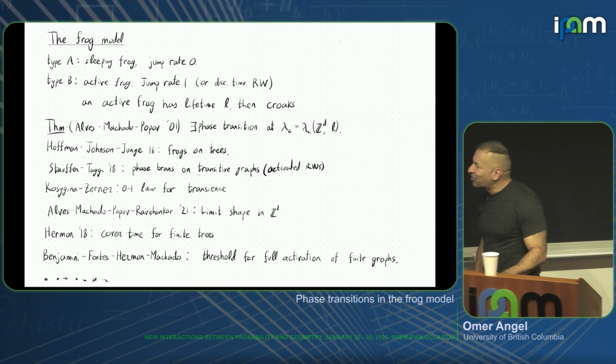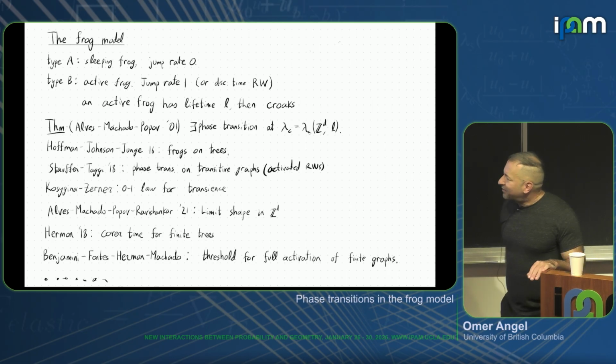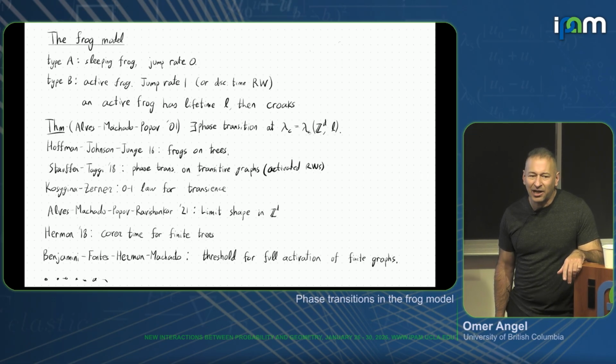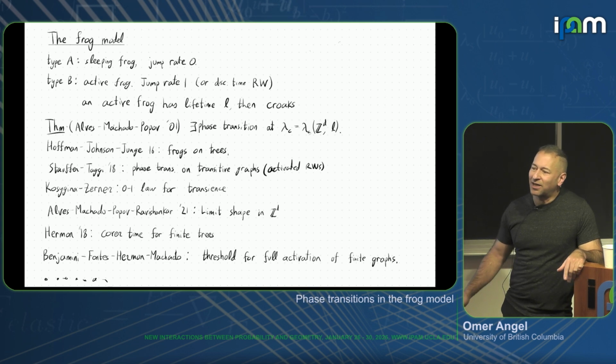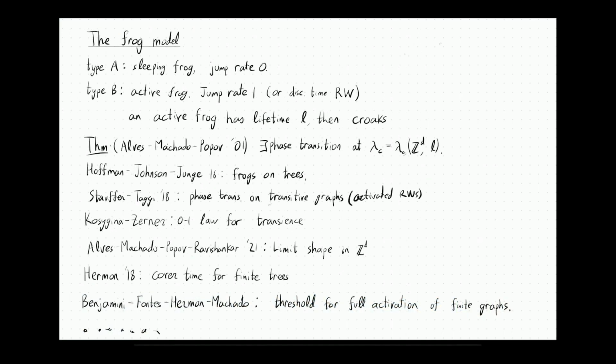And a brief history of this. This was introduced by Alves, Machado, and Popov. And they discussed it on Z^d, and they said, okay, there is a phase transition. So there are two parameters here, the lifetime of the frog and the intensity of frogs, the number of frogs that you start with. So we consider the case where you start with a Poisson number of frogs at each vertex. So you have some parameter lambda for the average density of sleeping frogs initially. So they said there is a phase transition: if you have sufficiently many frogs initially, then the process does survive on Z^d.